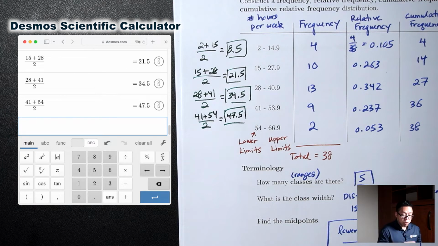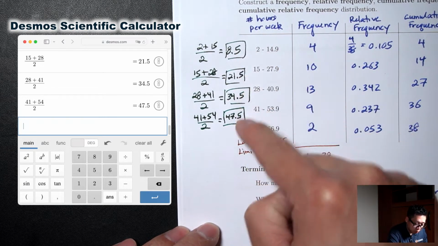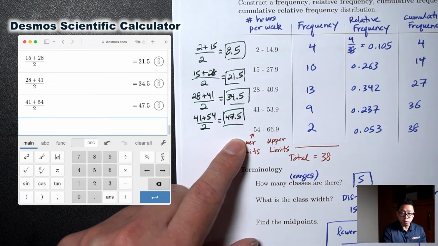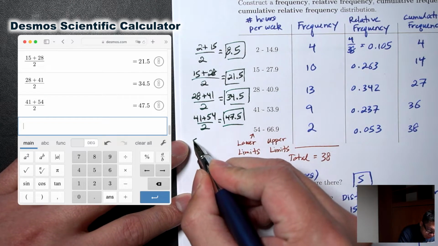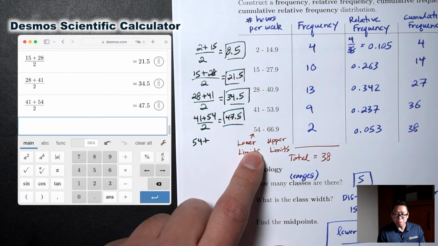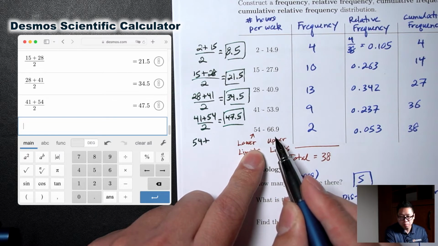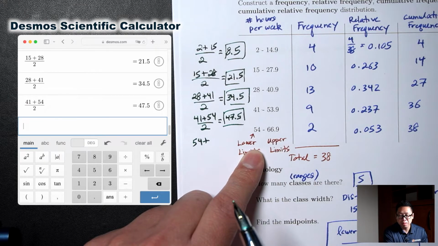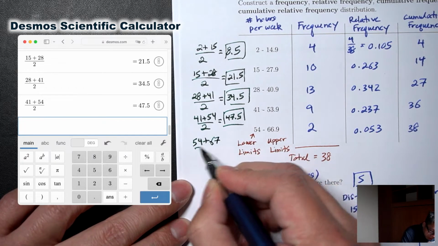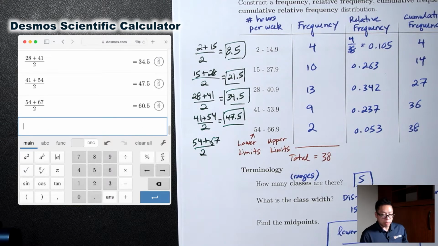Okay, we're not done. So I said you should have one midpoint for each range. There are 1, 2, 3, 4, 5 ranges. I have so far 1, 2, 3, 4 midpoints. I need one more midpoint for this last range. So 54 plus what? There's no more lowers. So what do you do? Well, the next lower should come right after this upper. So what's the number that is right after 66.9? 67, right? So you can do it that way. So 54 plus 67 over 2, 60.5.